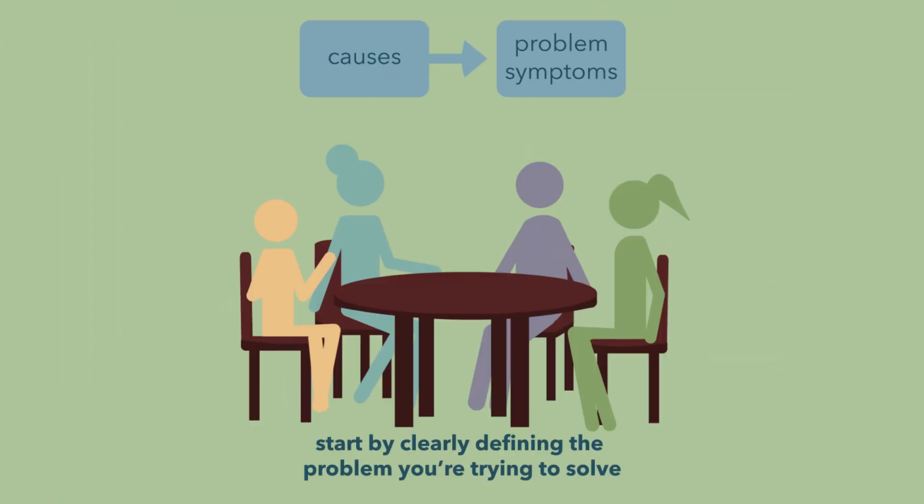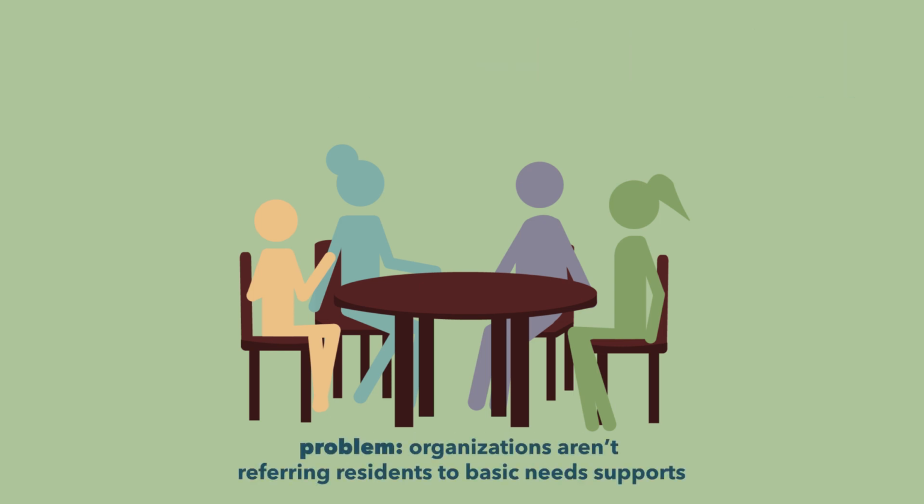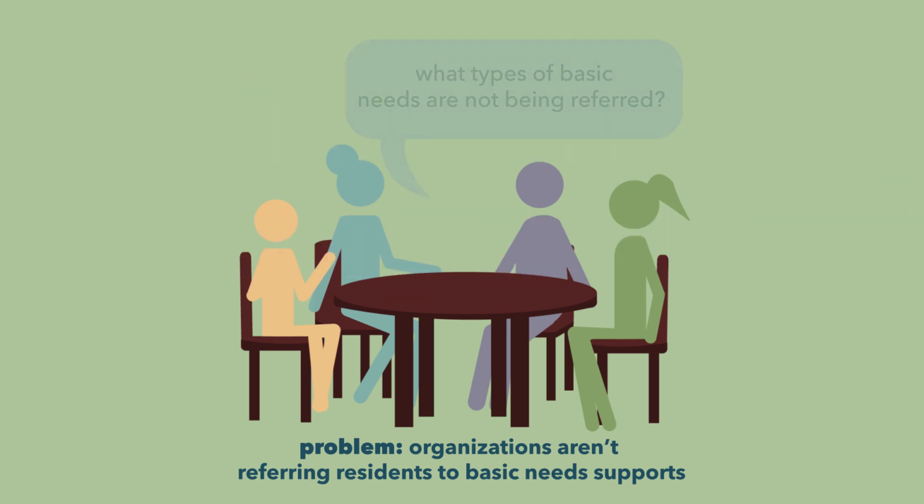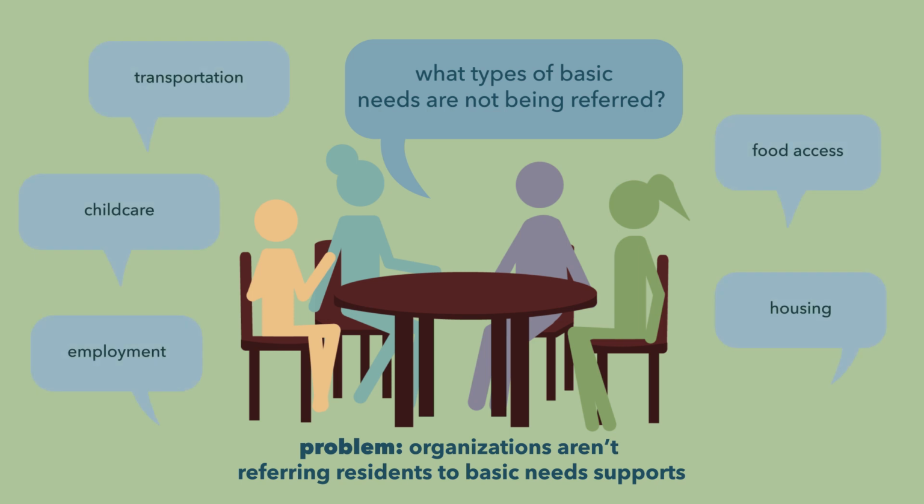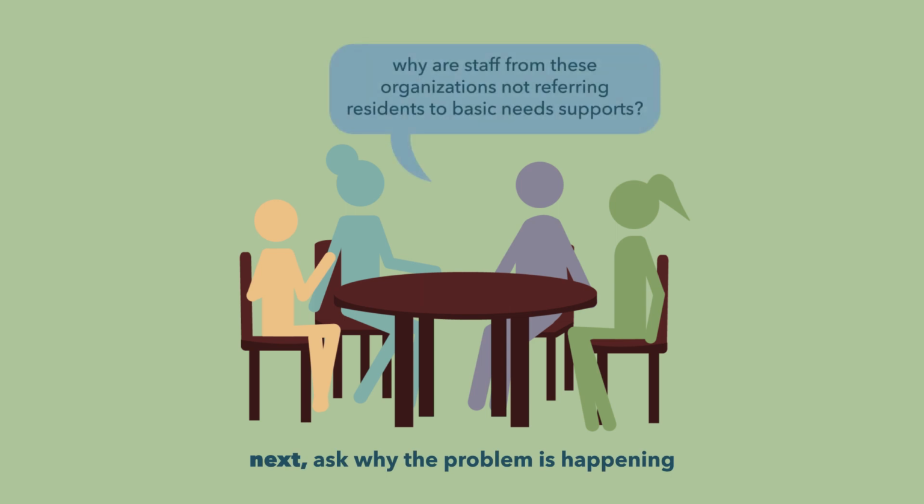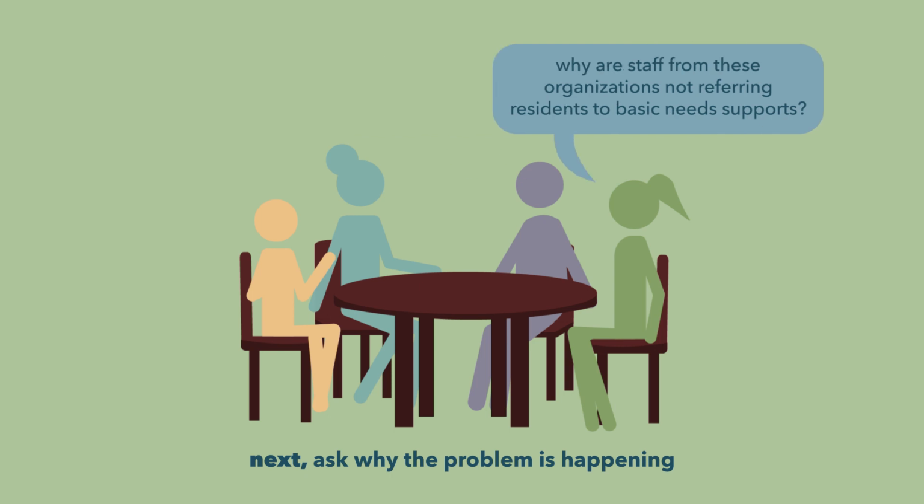Start by clearly defining the problem you're trying to solve. For example, take the referral problem we talked about before. Clarify this problem by asking questions like, what types of organizations aren't making these basic needs referrals? What types of basic needs are not being referred? Next, ask why the problem is happening. For example, why are the staff from these types of organizations not referring residents to basic needs supports?